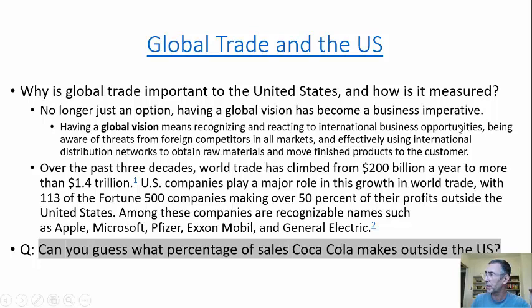To international business opportunities, being aware of the threats from foreign competitors in all markets, and effectively using international distribution networks to obtain raw material and move finished products to the customer. We're seeing a lot of that right now with the tariffs that were just imposed recently by the White House.